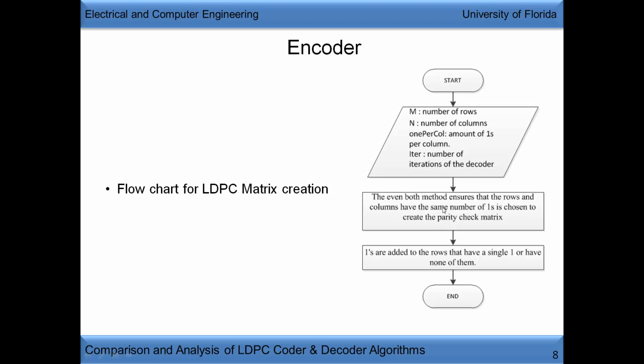The even mode method is used that ensures that the rows and columns have the same number of ones, after which ones are added to the rows that have only a single one or have none of the ones. At the end of this algorithm, you have a parity check, an LDPC matrix of size n cross n. It's a parity check matrix basically, and it's represented as H.